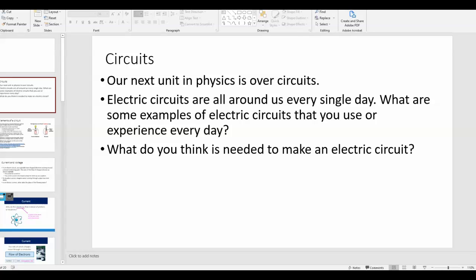Alright, so today we are starting our next and last unit of the semester, and this unit is going to be over circuits. Okay, so this is Unit 5, circuits, electric circuits. And of course, electric circuits are around us all the time, every single day. So I want you to think for a second, what are some examples of electric circuits that you use, or that you experience, or that you see every day?